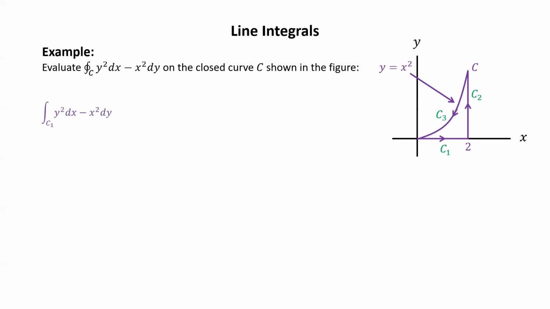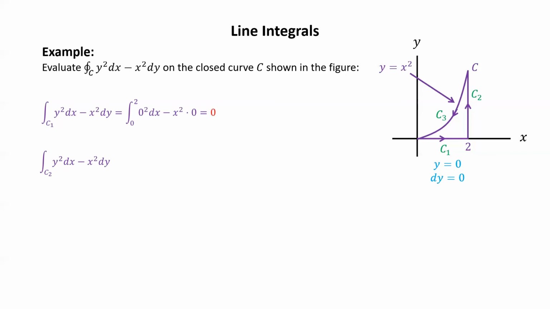Let's start with the line integral over C1 of y squared dx minus x squared dy. Well, for the curve C1, y is equal to 0, right? Because that curve lies along the x-axis, which has equation y equals 0, and therefore dy is equal to 0. So in this case, we just get the integral from 0 to 2, because x is going from 0 to 2, of 0 squared, because y is 0, dx minus x squared times, again, 0, because dy is 0. So we just get 0. So this first line integral along C1 does not contribute anything to the answer.